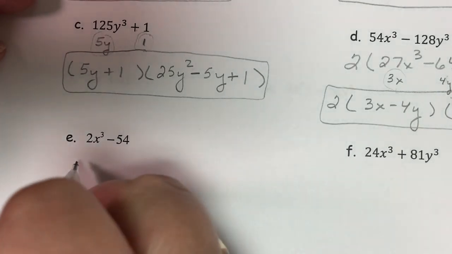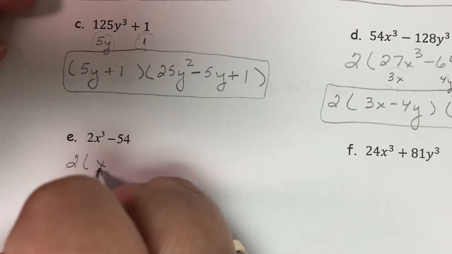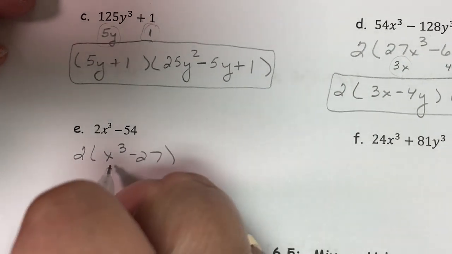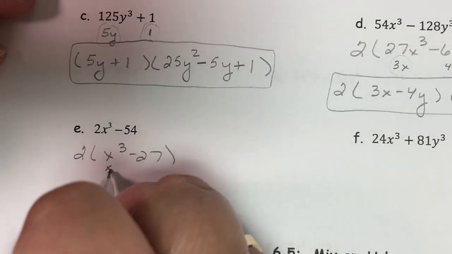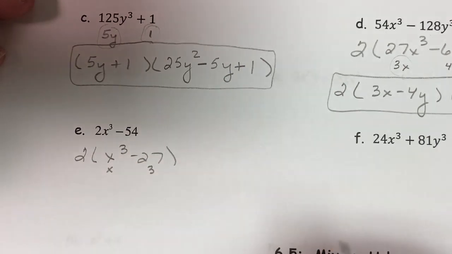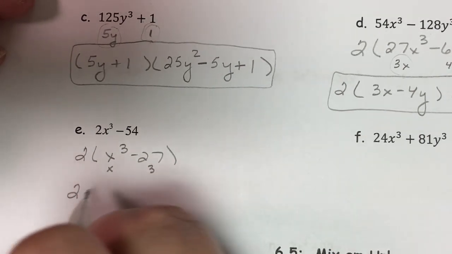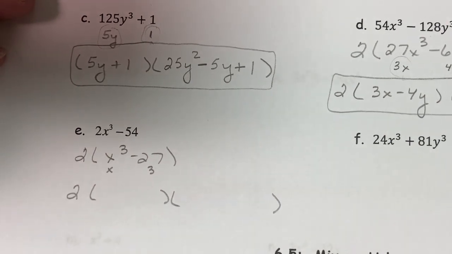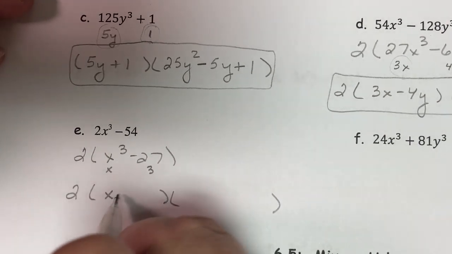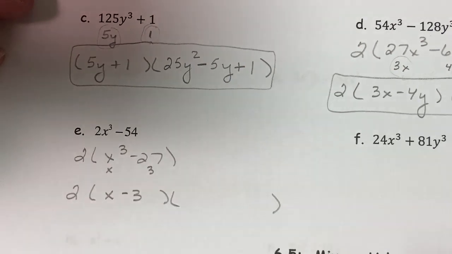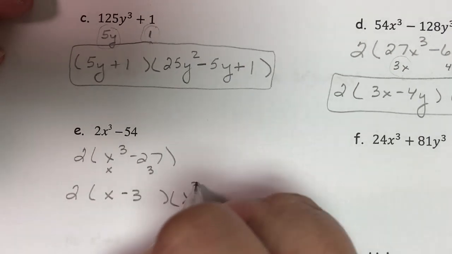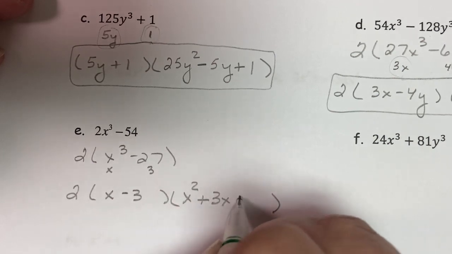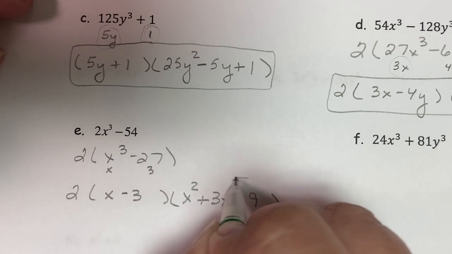So for E, I'm going to take out a 2. There's a GCF, which will leave me with x cubed minus 27, which is a difference of cubes. And the cube root of x cubed is x. And the cube root of 27 is 3. So I'm not going to forget my 2. And I'm going to have a binomial times a trinomial. In the binomial, it's going to be x minus 3, same sign as the problem, and then x squared. Opposite sign, multiply the 3 and the x together, always positive, and then you square the 3 to get 9.